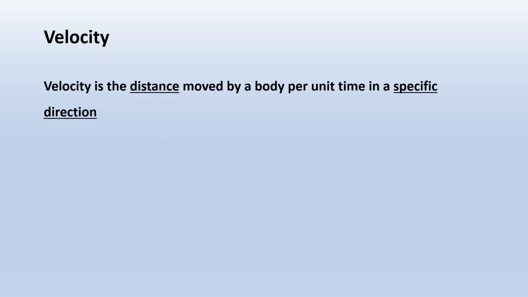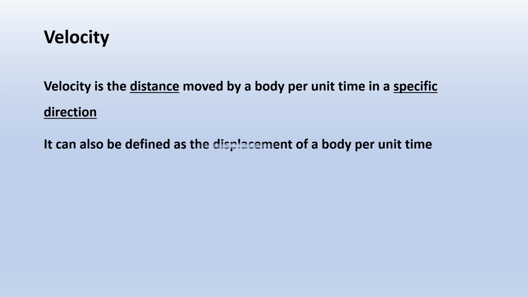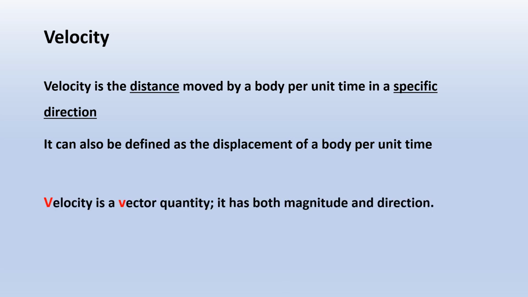Velocity. What is velocity? Velocity is the distance moved by a body per unit time in a specific direction. It can also be defined as a displacement of a body per unit time. Velocity is a vector quantity. This means it has both magnitude and direction. The SI unit of velocity is meter per second.